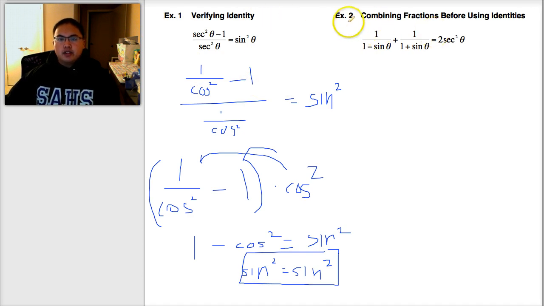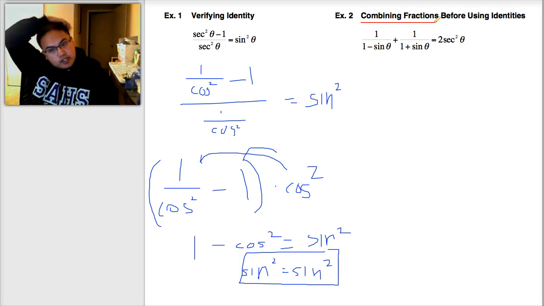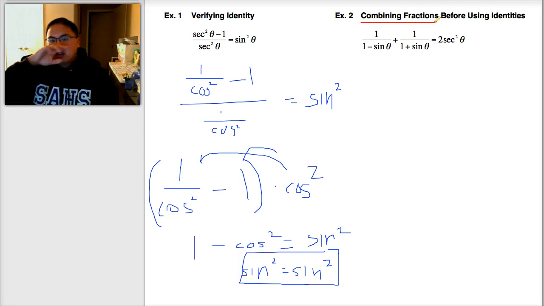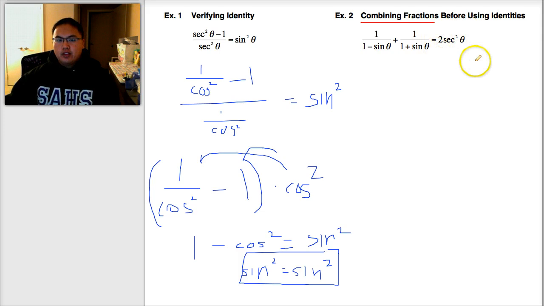Now looking at example 2, it even tells you what we're going to practice here: combining fractions before using identities. The very first thing, you'll notice that this is the more complicated side. I have two fractions. It's already in sines, but this side, I know I just said you don't mess with both sides, but I need to convert everything to sines and cosines or else I can't tell if they're equal or not. So the very first thing I'll do is convert this into cosine.